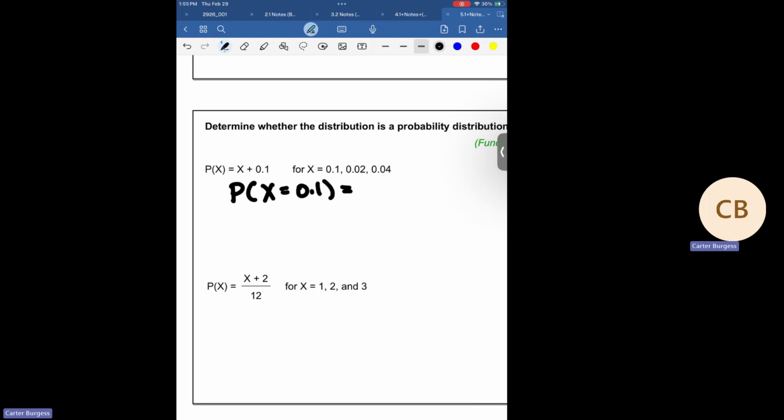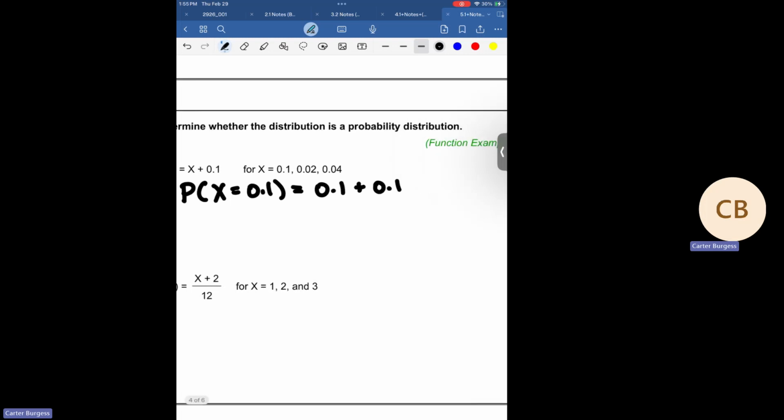Yeah, just add them together. This is 0.1, and we're told to take that value of x and add it with 0.1. If this is a PDF, this is saying that that happens about 20% of the time. If this is a PDF. If it's not, then that's not what it's saying.